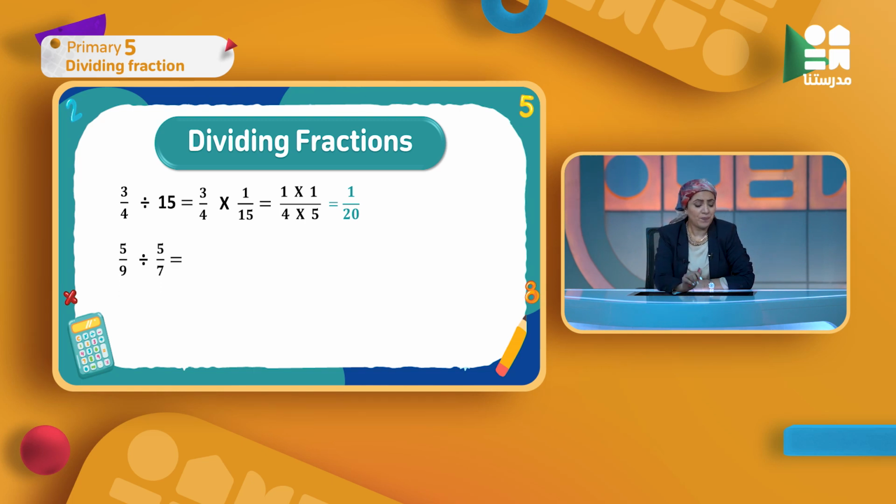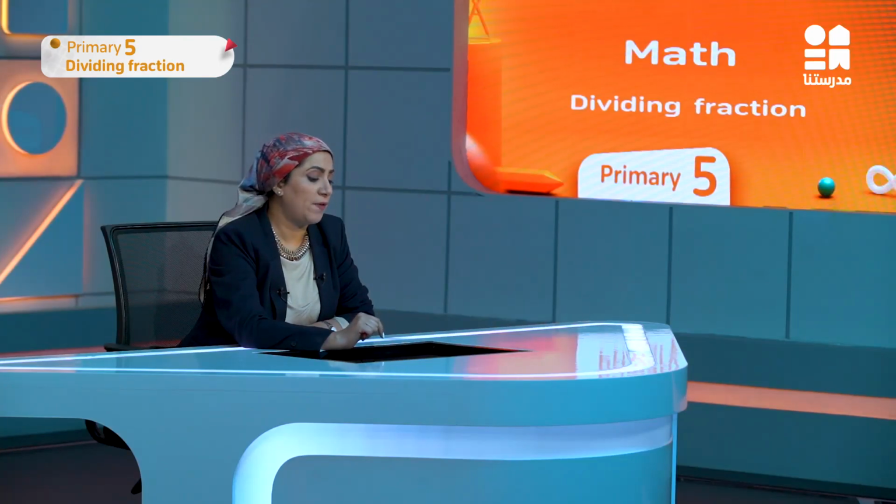Another example, 5 over 9 divided by 5 over 7. Again, the same steps once more. 5 over 9, do I change it? Of course not, it stays as it is. So 5 over 9 remains as it is, and the divided will be changed into times. After that, I move to the second fraction, which is 5 over 7.